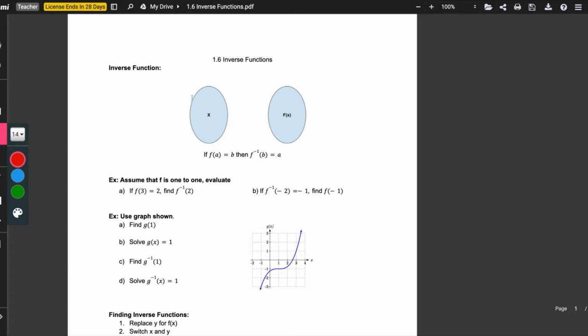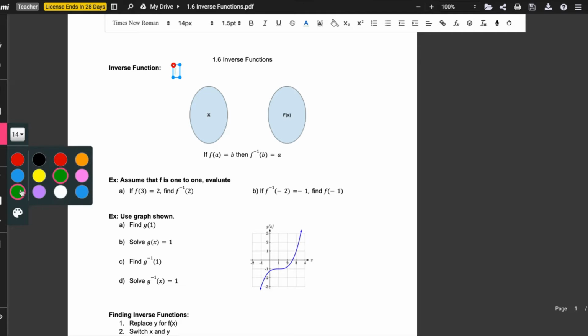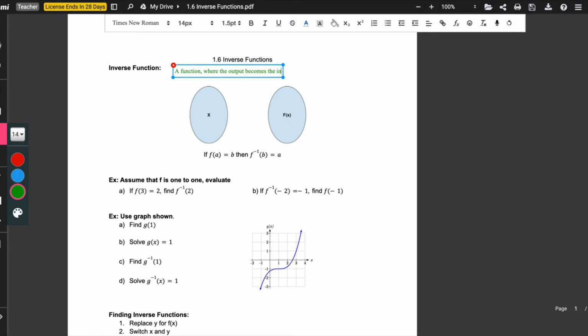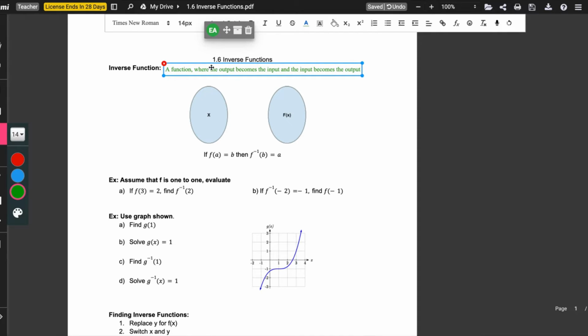So we know a regular function has exactly one input for an output. Well, an inverse function, first of all, is a function, but it is a function where the output becomes the input and the input becomes the output. So basically all that's saying in English is that the x and the y values are switching spots.